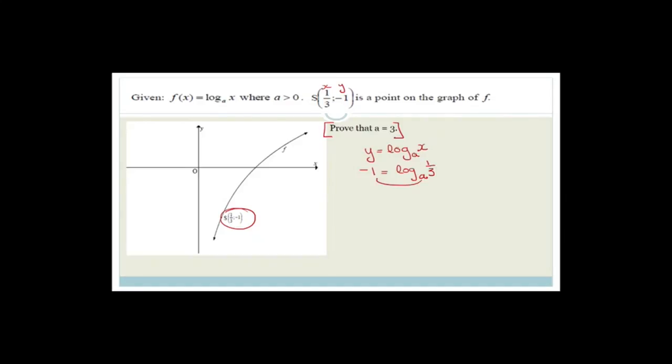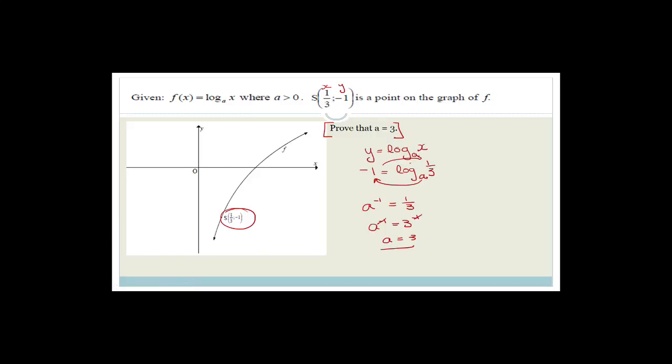So we can take that to the top and then it goes like that. So this becomes a to the minus 1 is equal to 1/3. Do you agree I could write that as a to the minus 1 equals 3 to the minus 1? Therefore, these cancel and a is just 3 and I've proven it. Ta-da. Okay, so now that is great, and we've seen how we use the conversion between logs and exponents.